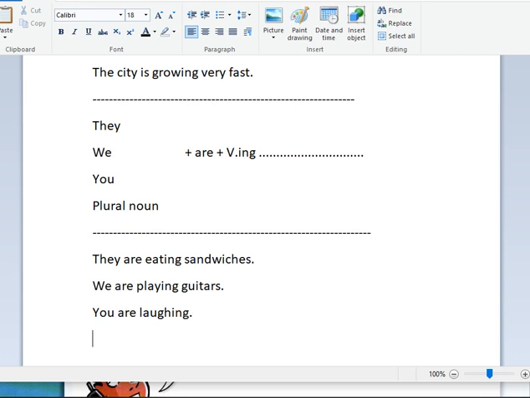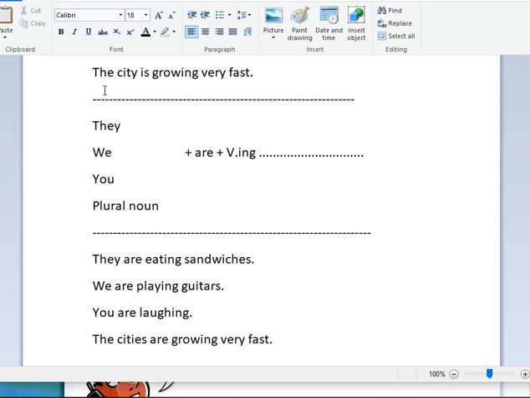And about plural nouns, we had the city on here. The city is a singular noun. I will just change it to a plural noun. I will change it to the cities. The cities what? Are growing, not is growing. Why? Because the cities is a plural noun, very fast.